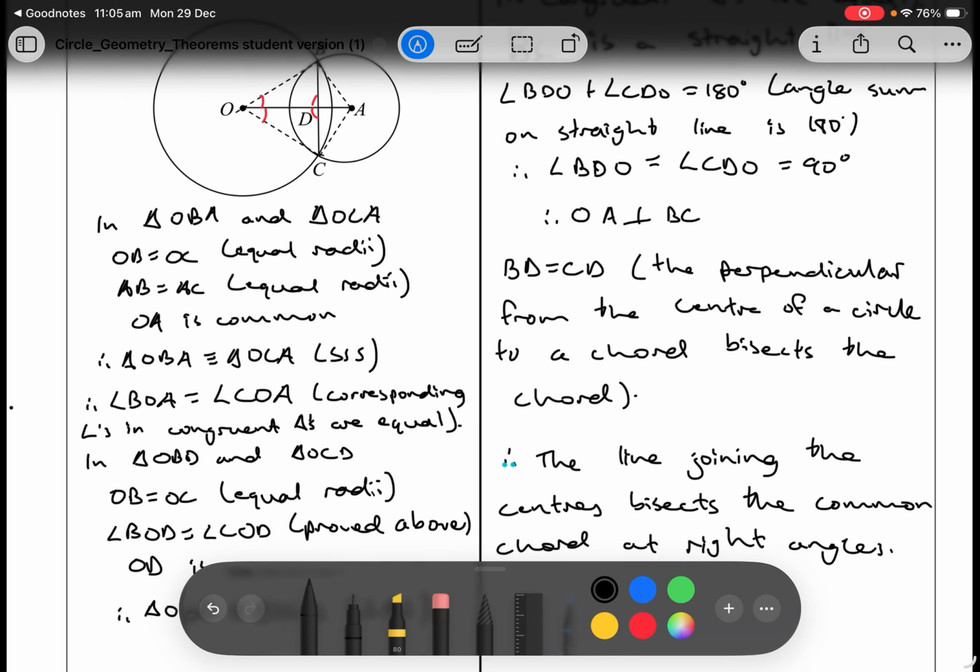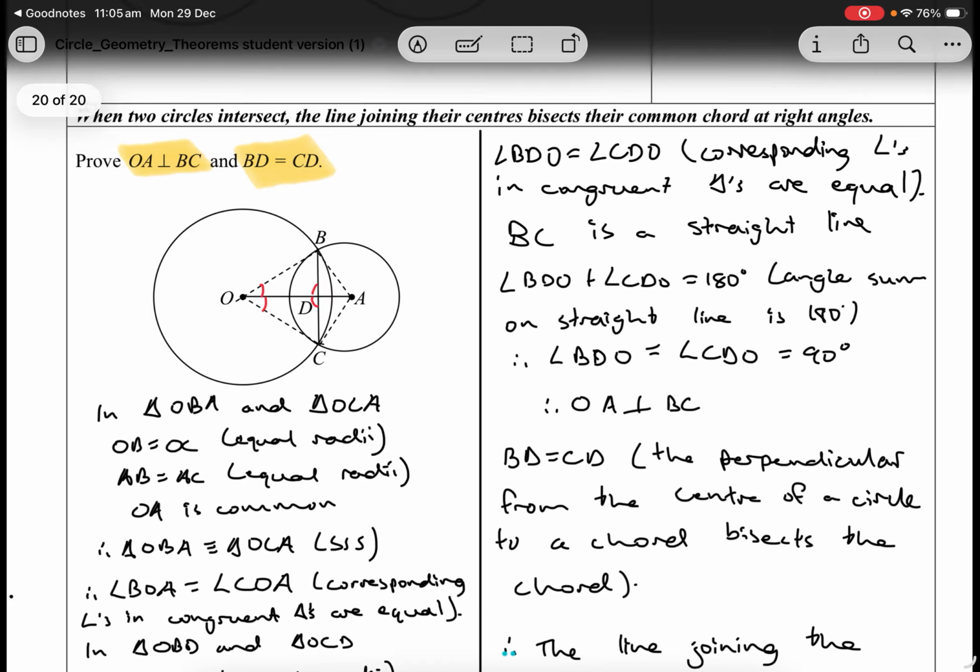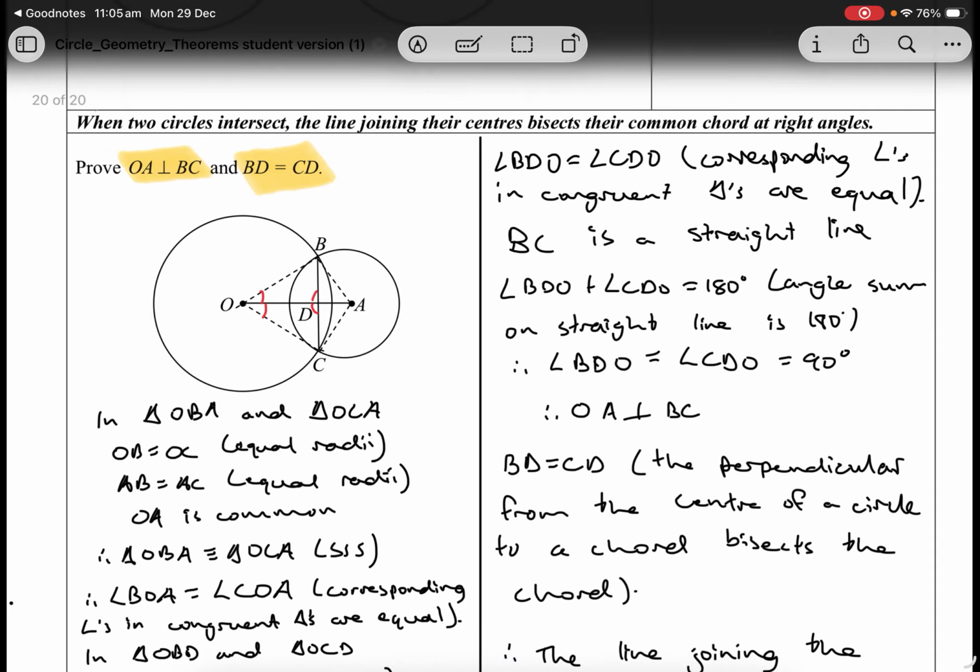So we have proved this last, arguably trickiest theorem here. If you watched all the way to the end, I know it was a long proof, so I really do appreciate it. But that brings us to the end of circle geometry.